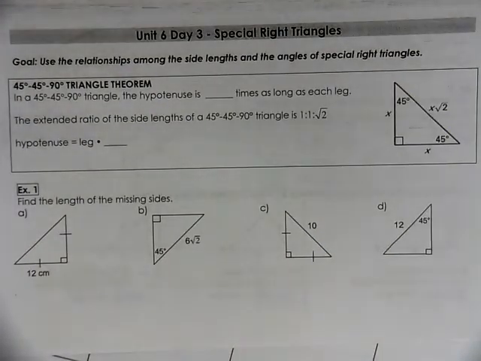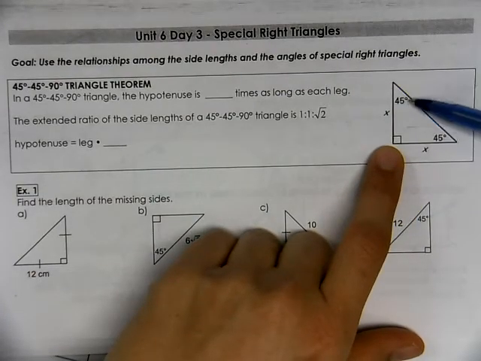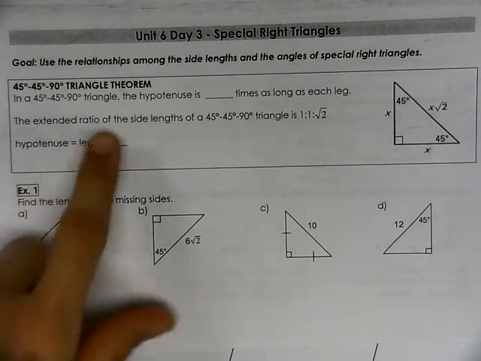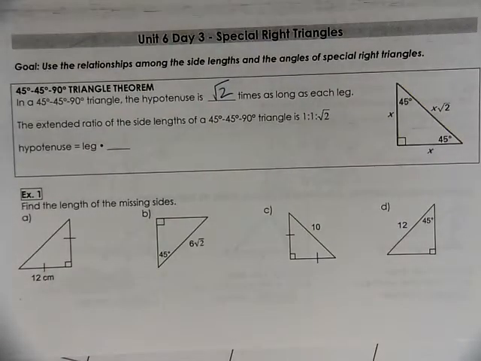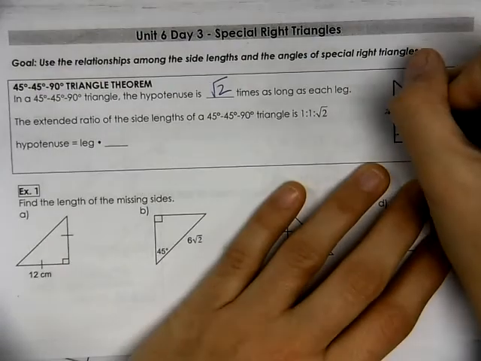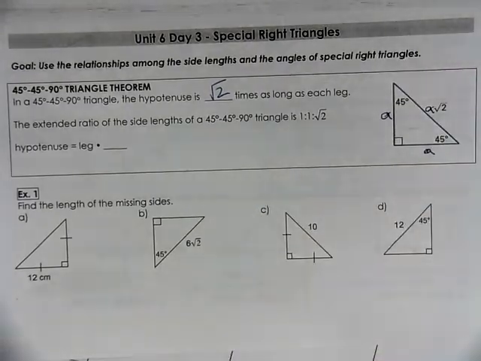So in a 45, 45, 90 triangle, if I give you a right triangle and I put two 45-degree angles in there, there's actually a pattern to the side lengths. The hypotenuse is the square root of 2 times as long as each leg. Instead of using x, we're going to use a. So the two legs are a lengths long. Then the hypotenuse is a times the square root of 2.